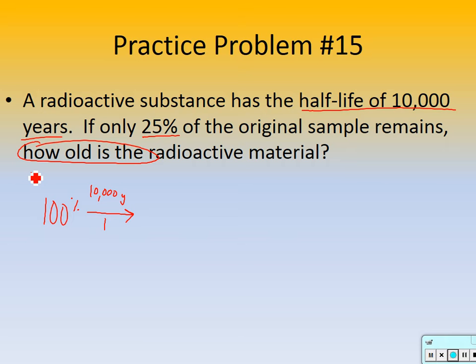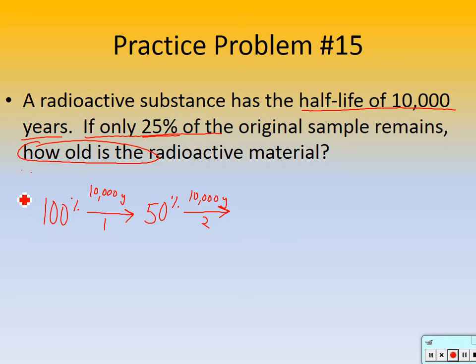So after one half-life, what percentage will remain? 50%. Half of 100 is 50. So 50% remains. Well, it said if only 25% of the original sample remains, so can I stop there? Nope. Let's go again. Another half-life, so I'm going to put a 2 down there. Does the half-life ever change, guys, for a substance? No. It's always the same for that particular isotope.